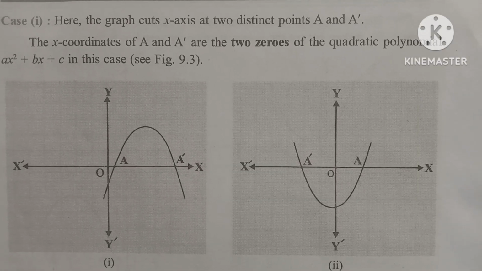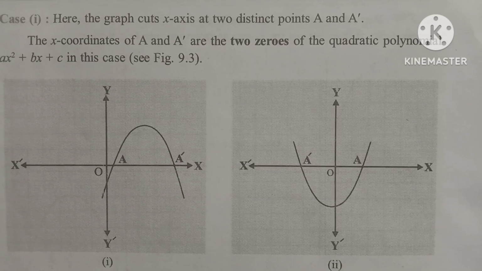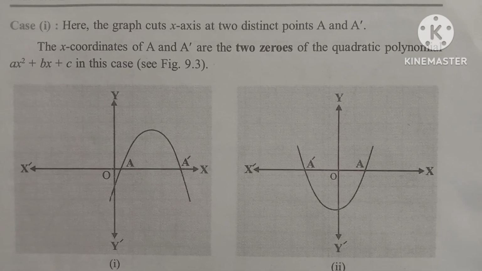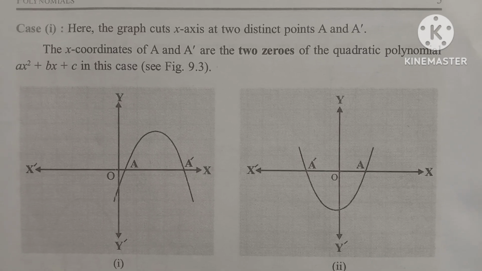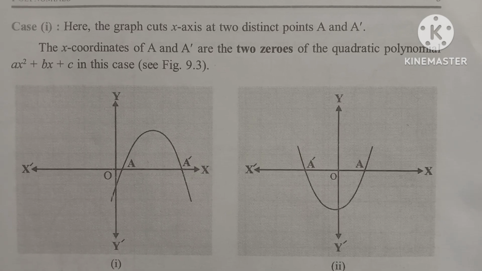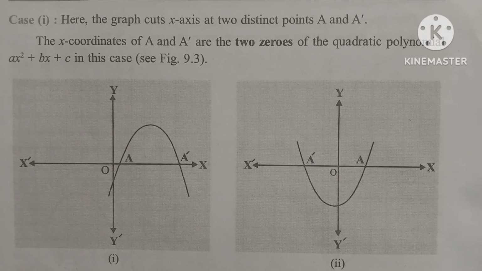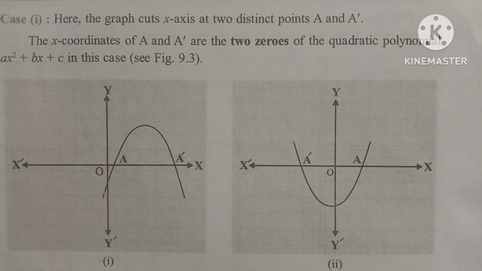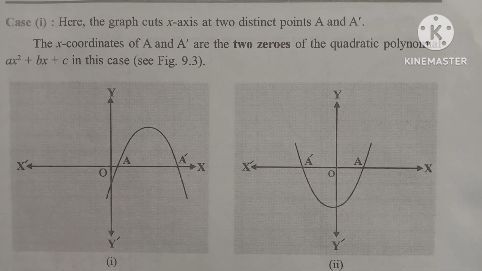Here the graph cuts the x-axis at two distinct points A and A dash. The coordinates of A and A dash are the two zeros of the quadratic polynomial. This means the points where the curve intersects the x-axis are called the zeros of a quadratic polynomial.